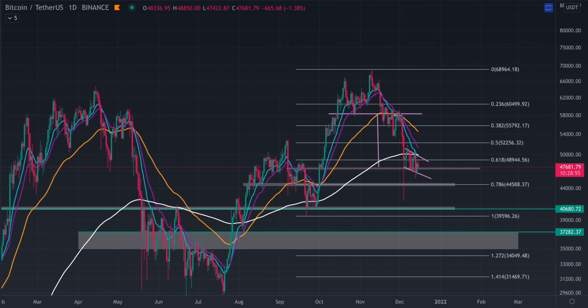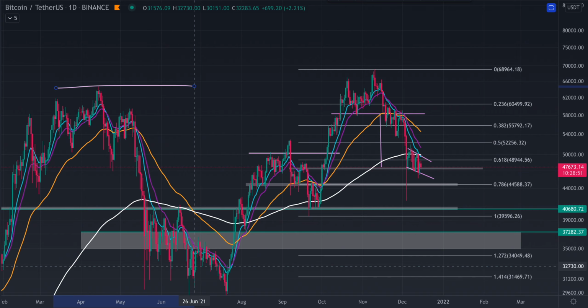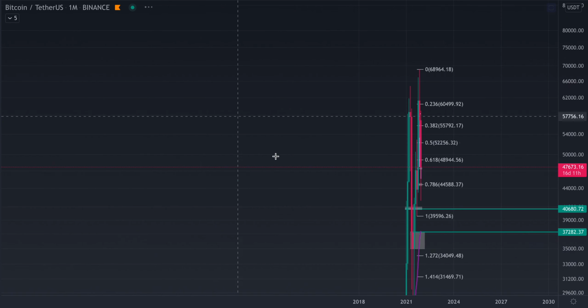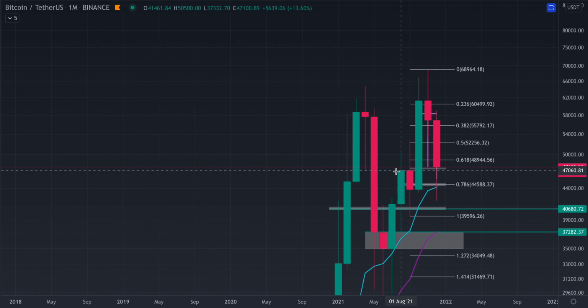So not much more to say, guys. You know where I want Bitcoin to hold on the monthly time frame. Yeah, so you want to hold above where you are now, 47k on the monthly, or I would like for us to get back above 58k on the monthly time frame.